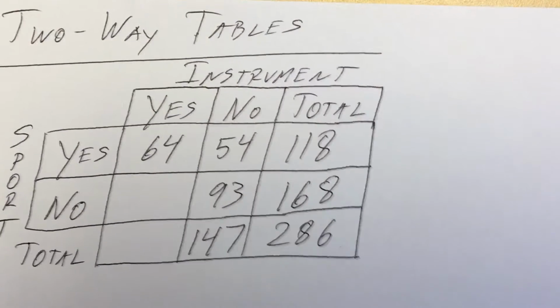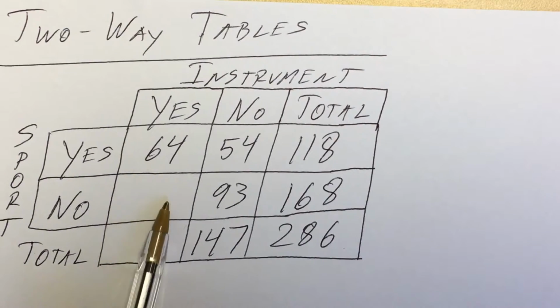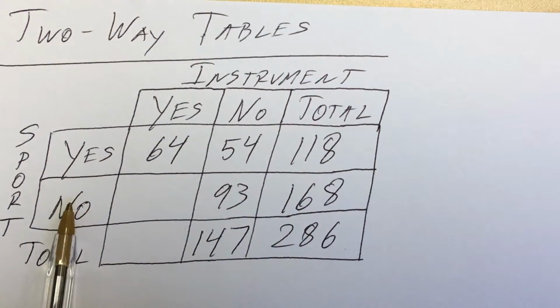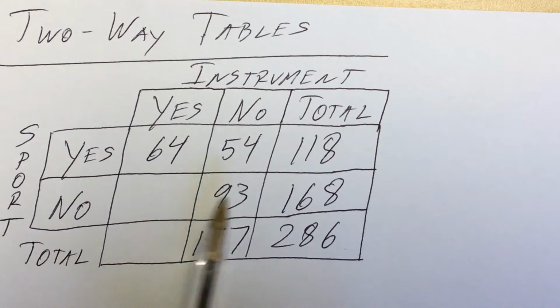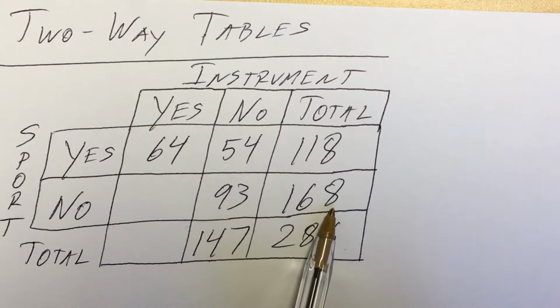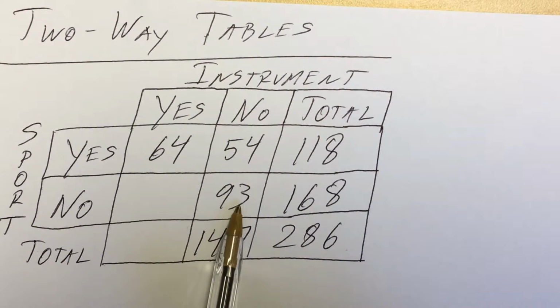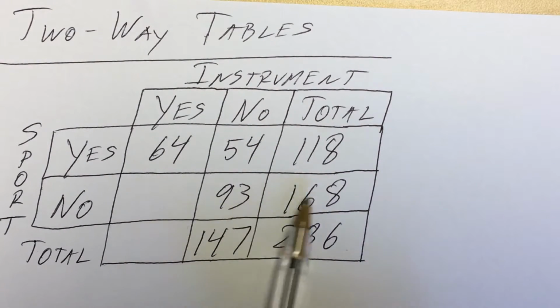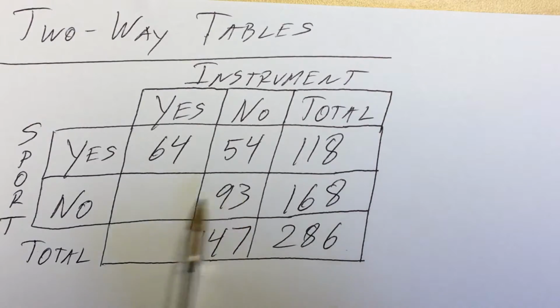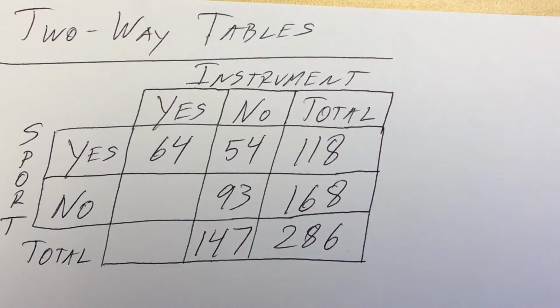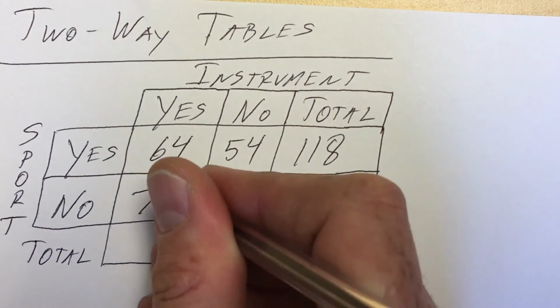For the remaining boxes, the number of people that said yes, they play an instrument, and no, they did not play a sport, will be the difference between the total number of no's. 168 people said no, they did not play a sport. 93 of them said no, they did not play an instrument. So again, subtracting 168 minus 93 will give us our next number, which is 75.